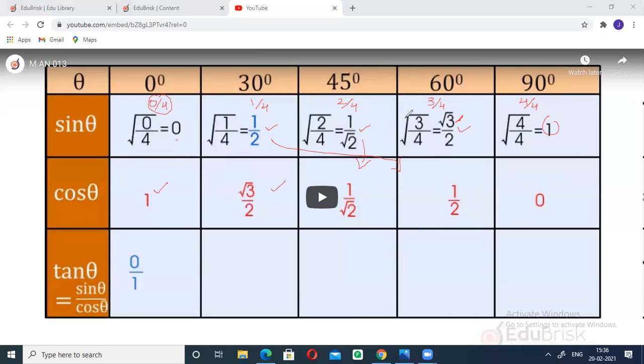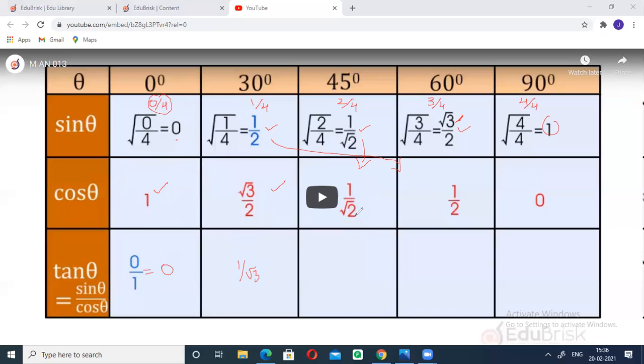So writing the same values in the reverse order, we will be getting the values for cos. Now when we are writing for tan, just divide sine theta by cos theta. Like 0 divided by 1 is 0. Now how to write the remaining? So it is 1 by 2 divided by root 3 by 2. So this will come as 1 by root 3.